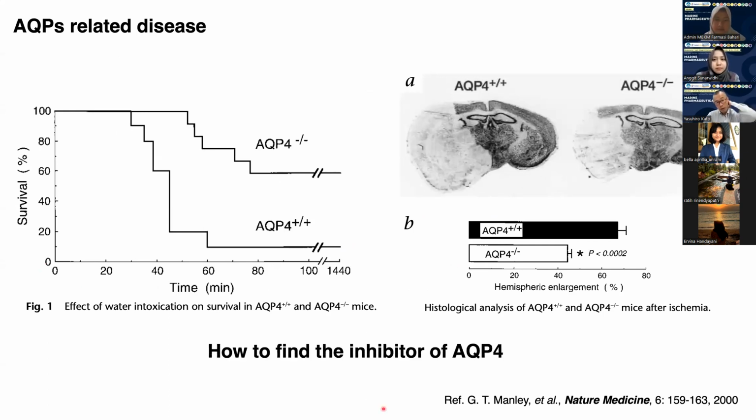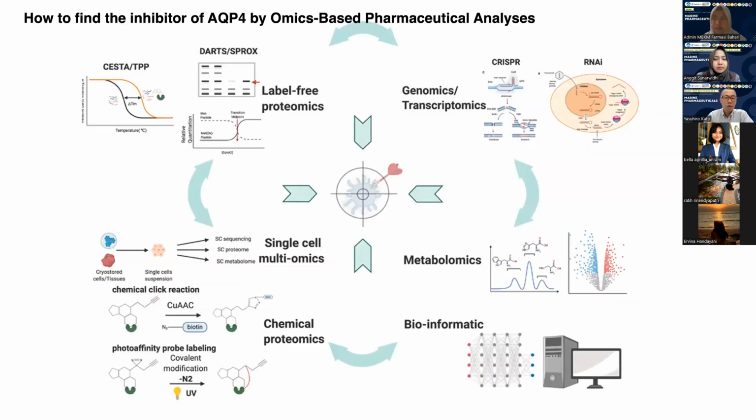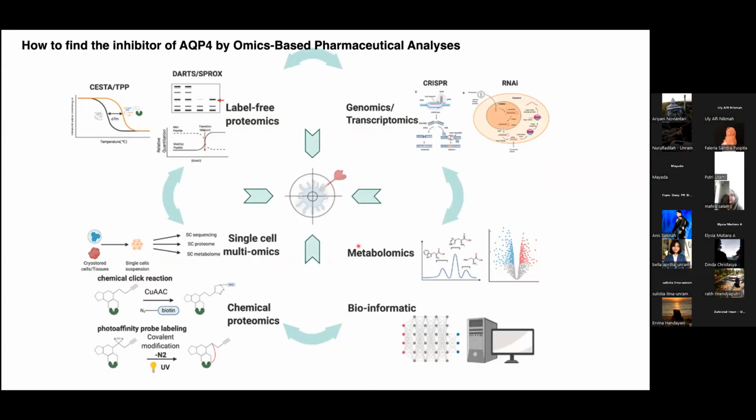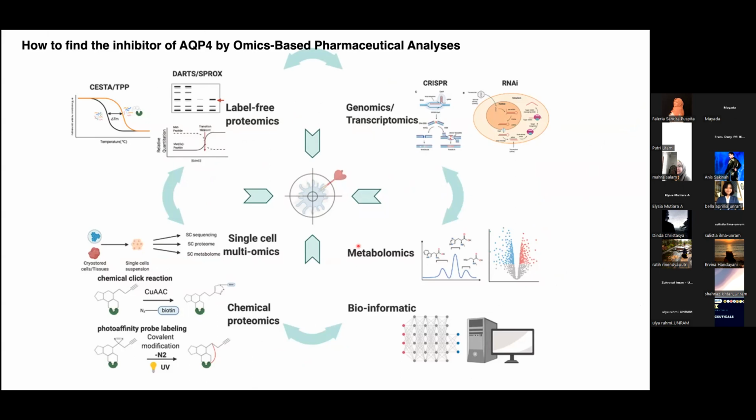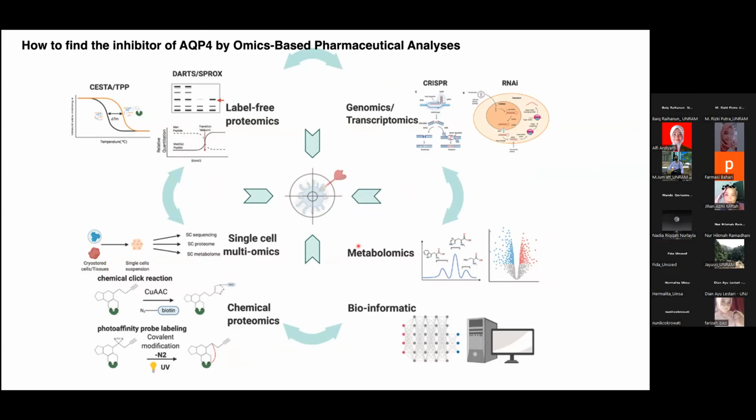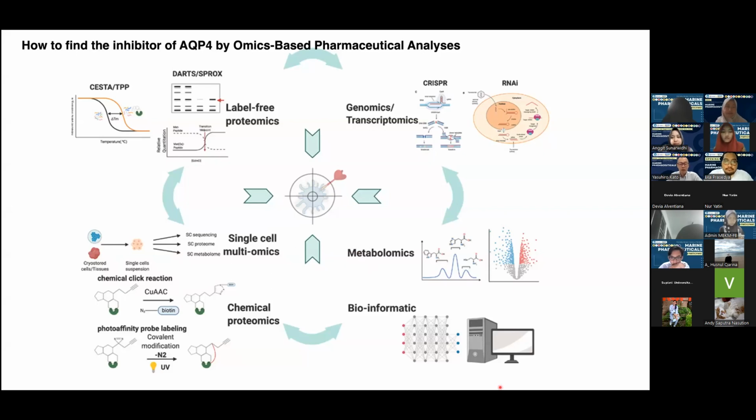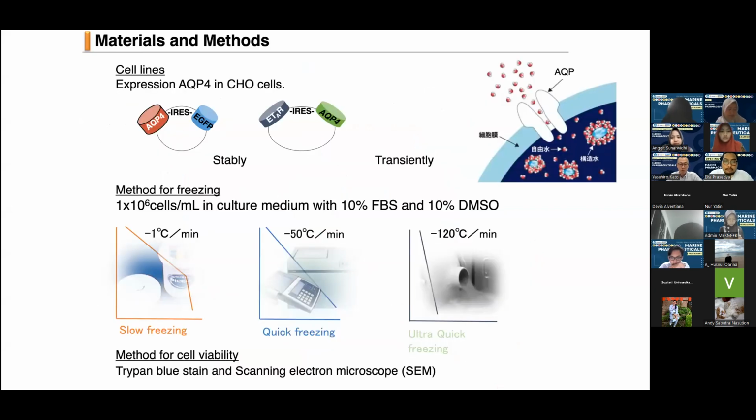So how do we find an inhibitor of AQP4? Mostly people use omics-based pharmacokinetic analysis. However, today I will show two kinds of methods for screening AQP4 inhibitor compounds, because that approach has very high cost and needs expensive equipment. I developed a very simple screening method.